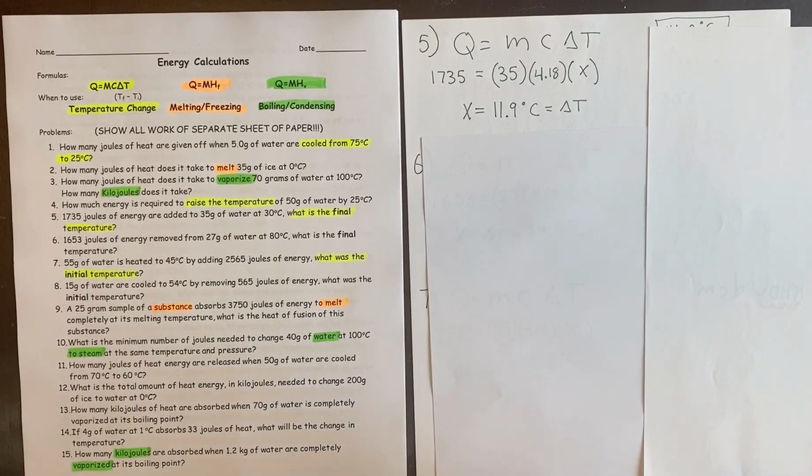So now that's only half the answer. So we know that the temperature change was 11.9. That's not the final temperature. All that means is that the temperature either went up by 11.9 or down by 11.9. In order to figure that next step out, you have to go back into the question and reread it.